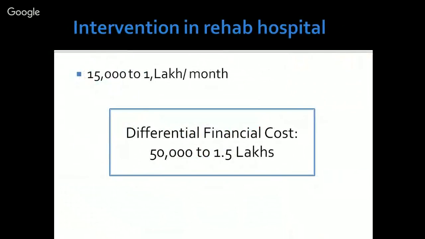If you're based in a hospital and you're going to call the patient to apply CIMT, then currently there are some centers in India which do apply CIMT, like DC International Rehab in Bangalore, and there are many multi-specialty hospitals which have started giving package treatments, and the cost varies somewhere between 15,000 to 1 lakh per month. Hence, the differential financial cost of applying CIMT may vary somewhere from 50,000 to 1.5 lakhs.